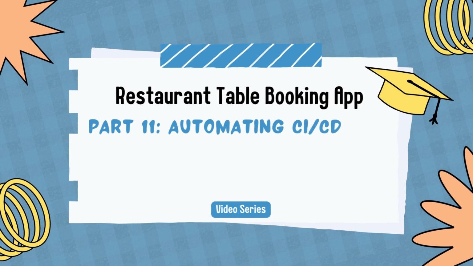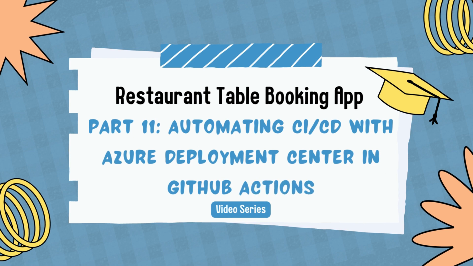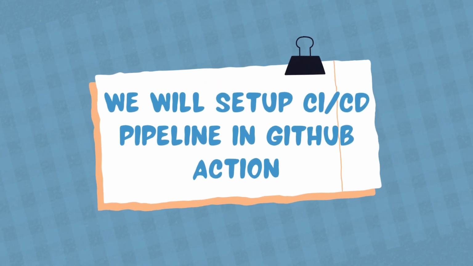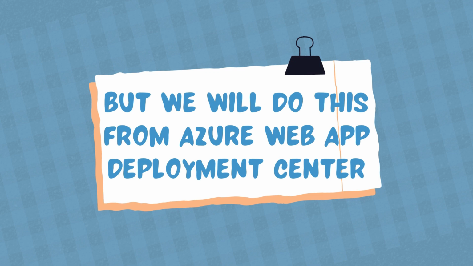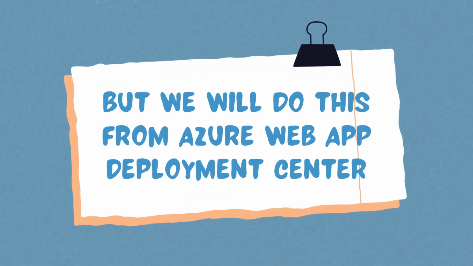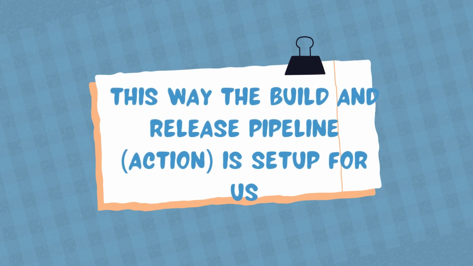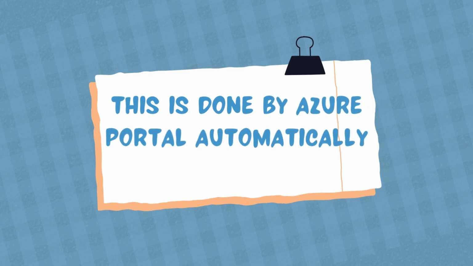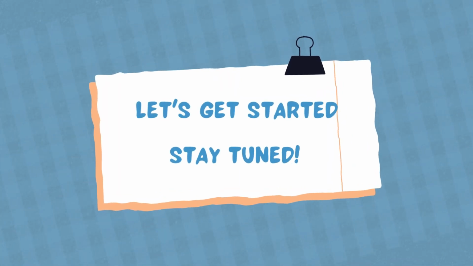This is Restaurant Table Booking App Video Series Part 11, Automating CI/CD Pipeline with Azure Deployment Center in GitHub Action. Come, let's get started. So in this video, we're going to set up the CI/CD pipeline in the GitHub Action, but this time, I'm going to do this automatically through the Deployment Center from the Azure portal where we have deployed. This way, both the build pipeline as well as the release pipeline together will be set up for us by the automatic code generation from the Azure portal, and that is what we are going to see. Our life is so easy after we do this. So come, let's get started.